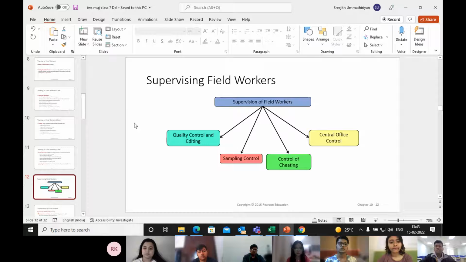Supervision of quality workers. So there are different kinds of supervision that you would do. That is because you yourself are not doing the survey, somebody else is doing the field work for you. So quality control and editing.